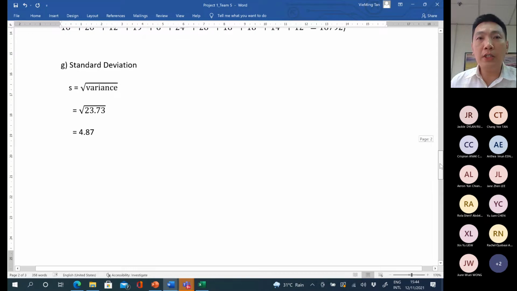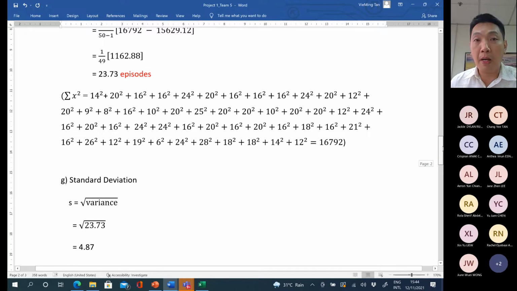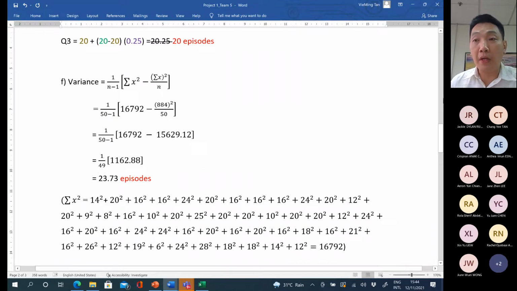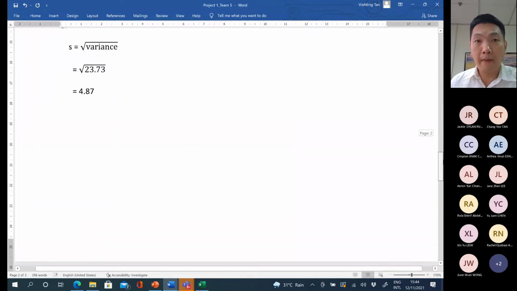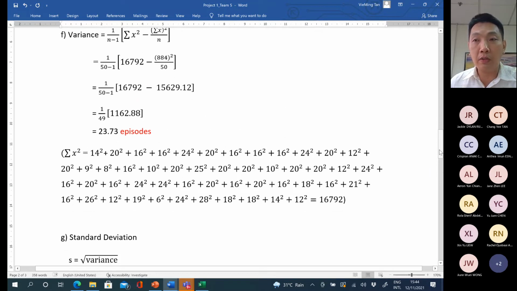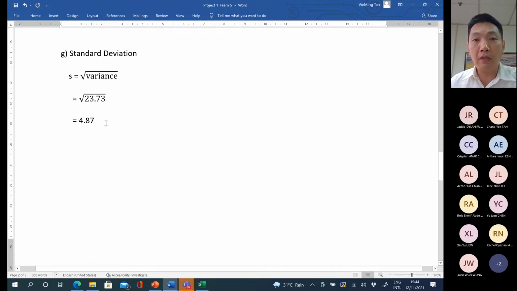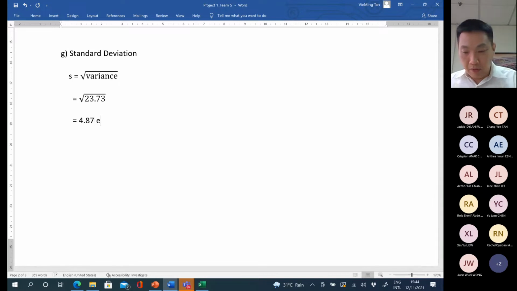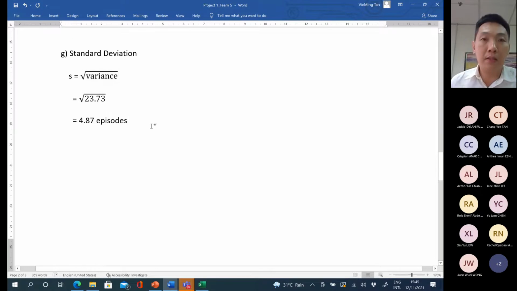Part G is standard deviation. It is easy, right? It depends on your variance value. If you show the formula, square root of variance or square root of the whole thing here, you can get half mark. If you show how you get this value, square root of 23.73 because of your variance, you can also get some marks. Then give the final answer, and leave the unit in episodes for this question. So the total marks for this is 2 marks.